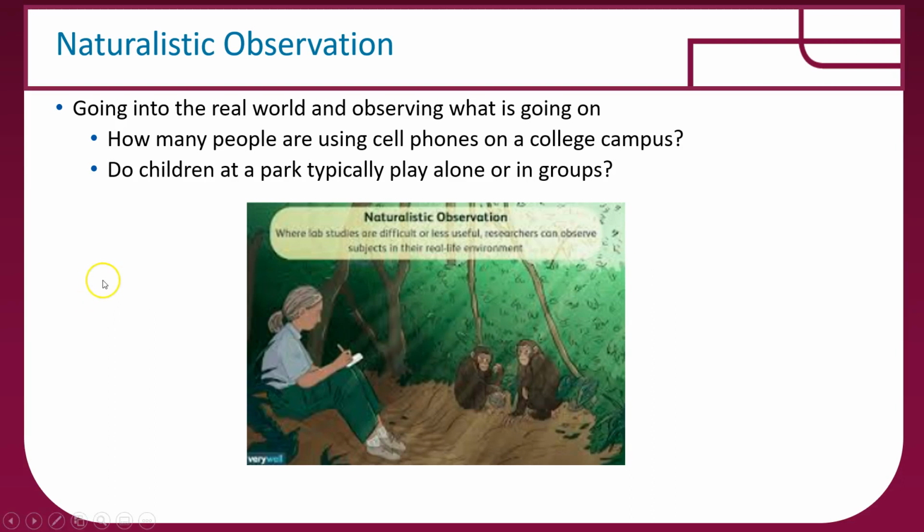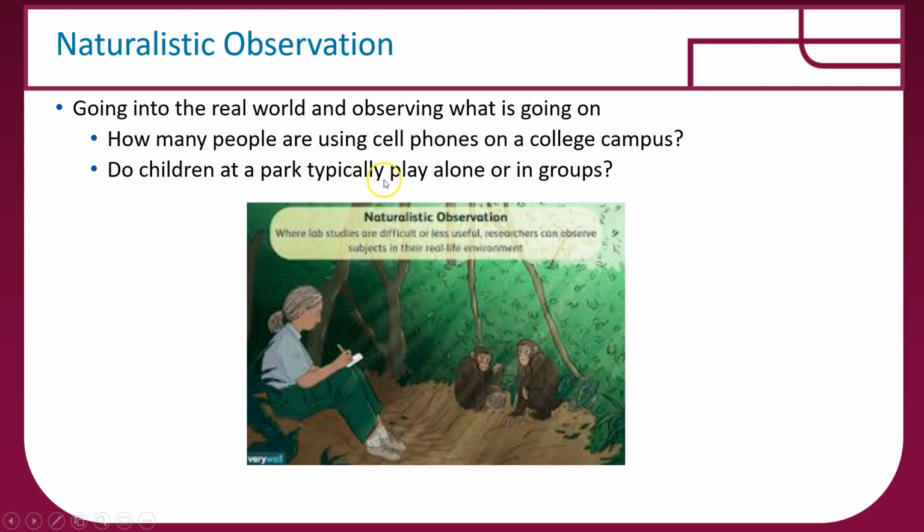So one way we can do a descriptive study is using naturalistic observation. This is going into the real world and just observing what's going on and taking detailed notes or tallies of what's happening. So how many people are using cell phones on a college campus? Well, I could just go to a college campus, sit on a bench, and tally everybody who walks by. Are they using a cell phone or not using a cell phone? This is a naturalistic observation.